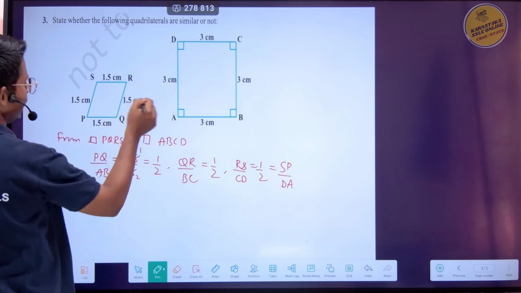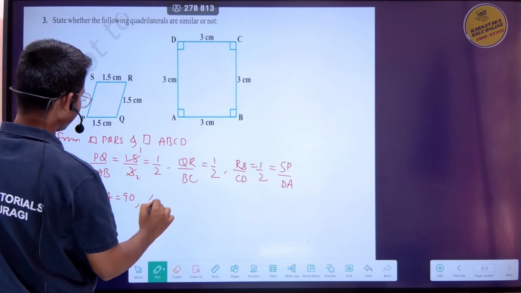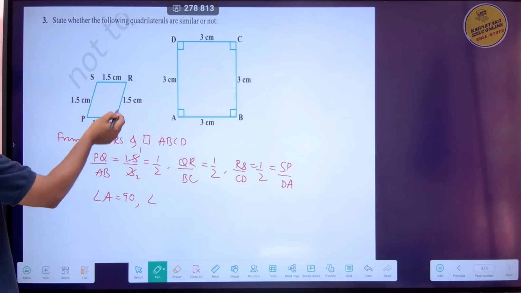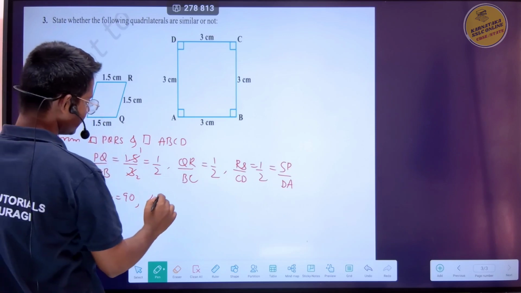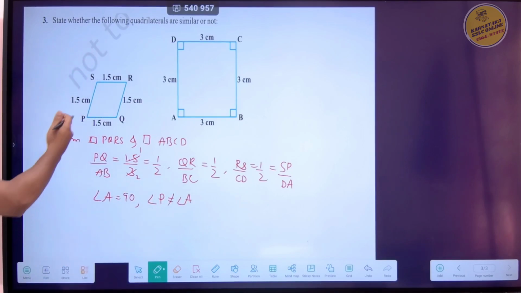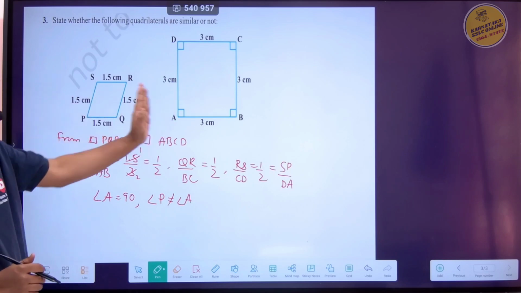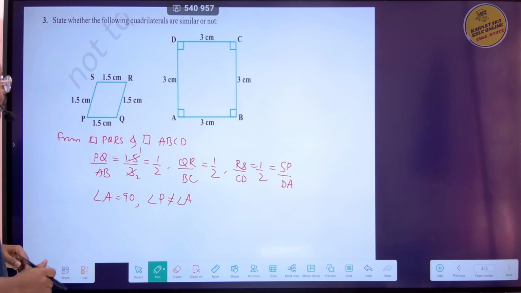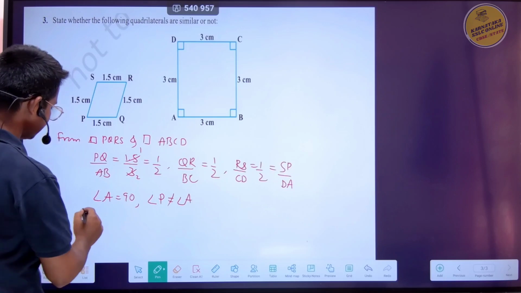You can see here angle A is given, which is 90 degrees. Have they given any angle here to say the other angles are equal to angle A? Here no angle is given, isn't it? So I can't say angle P is equal to angle A. You can't assume any of the angles. If they are given, you just need to see whether the corresponding angles are equal or not. As angles are not given, you can't write angle A is equal to any one of the angles from PQRS.